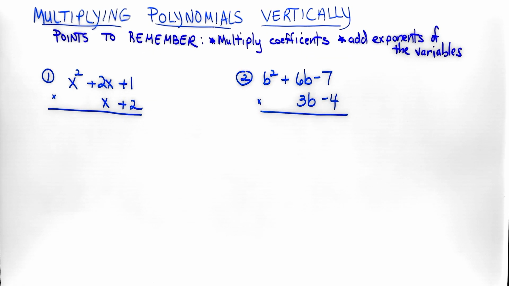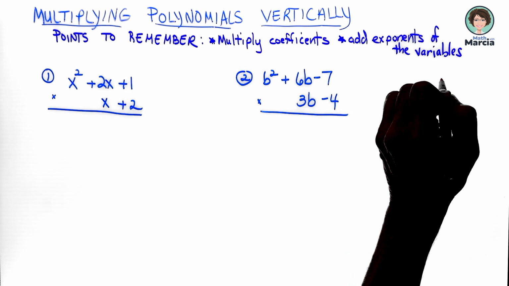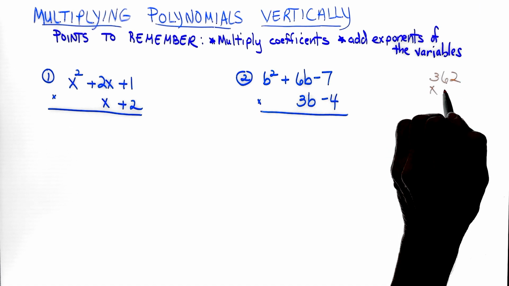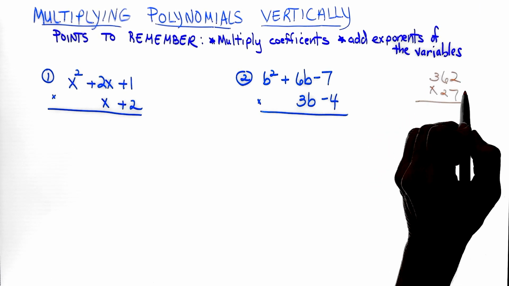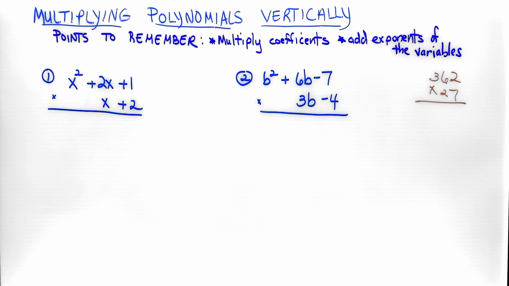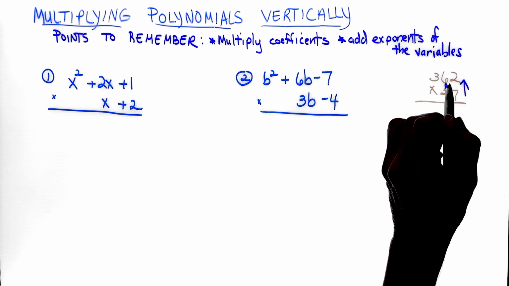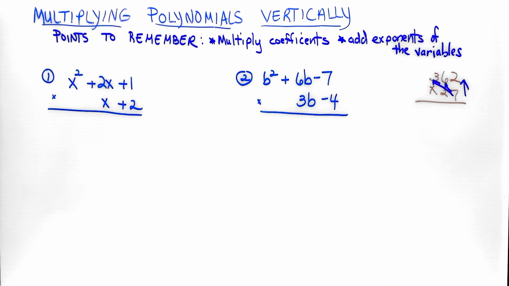In this lesson, we will be multiplying polynomials, and we're going to multiply them vertically. In the past, in elementary school, you have done problems that look like this: 362 times 27. And you know that when you work those problems, you need to multiply the ones place, the tens place, and then the hundreds place.